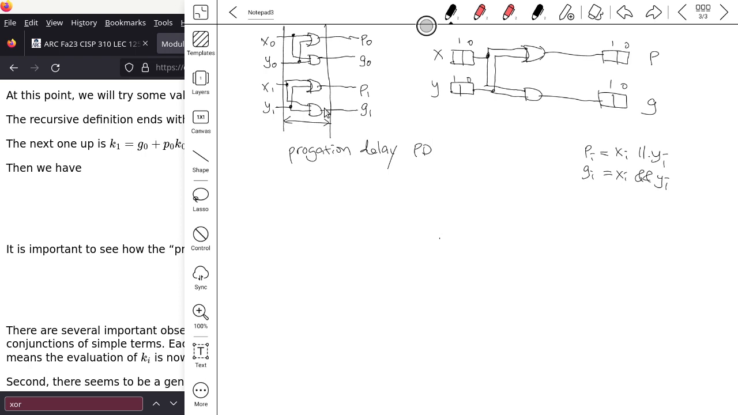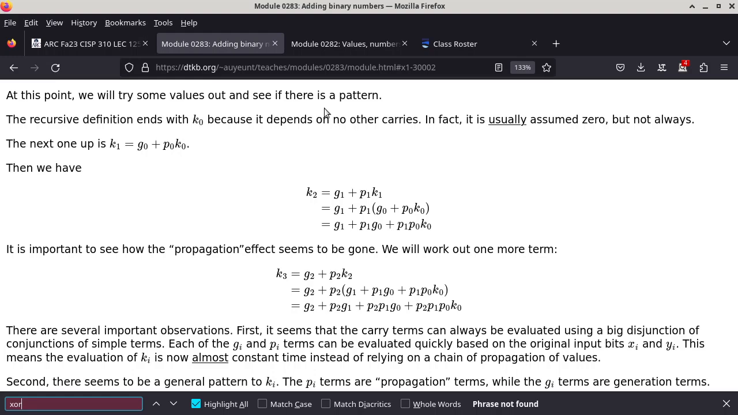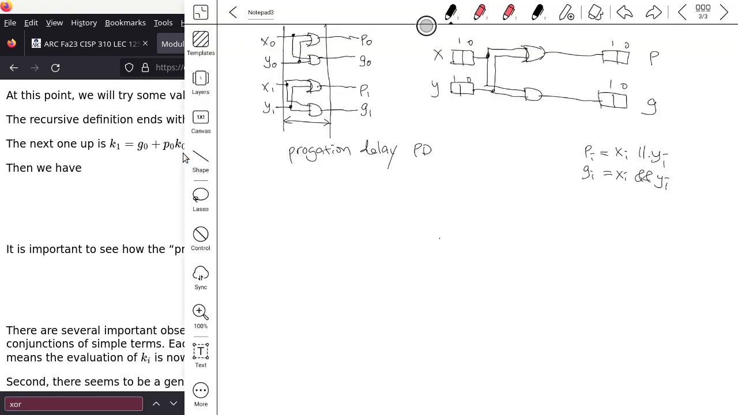So this is good. But what about those equations? Let's go back to the equations and see what kind of circuit it's going to look like. We are going to take a look at K1 first. K1 has an overall OR gate, because the last operation is an OR, and one of the inputs of the OR gate is the output of this AND gate here. All right, so I'm going to draw that out.